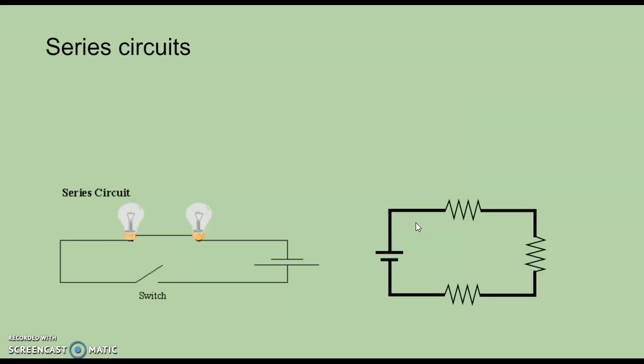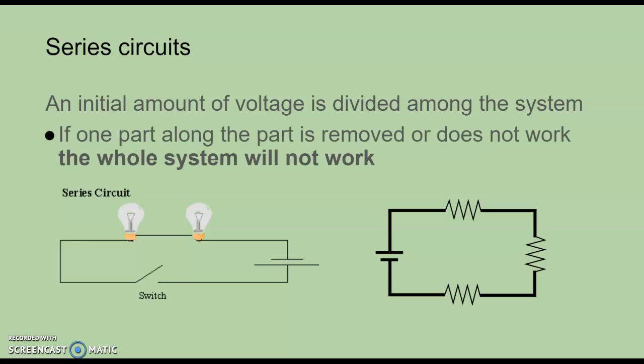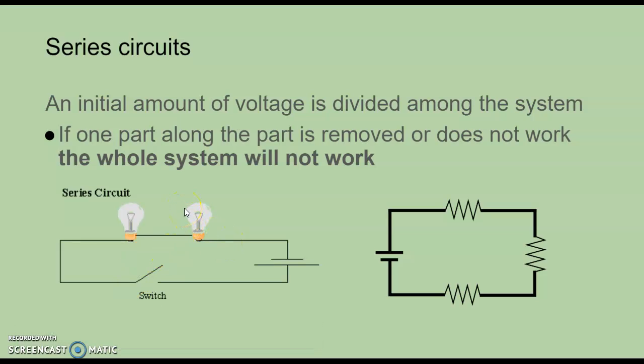We have two types of circuits that you guys need to know the definitions of and what they would look like visually. So my first type of circuit is called a series circuit. So it's like a series in television. It's a continuous flow, right? In series circuits, the initial amount of voltage is divided among the system. It's going to be one continuous loop here. If one part along the system is removed or it does not work, the whole system will not work.